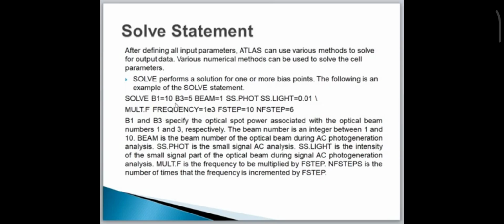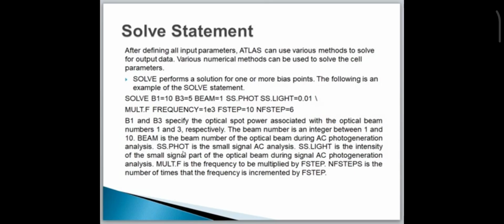We are using the two beams, 0.9 and 0.95 intensity. That is beam 1. We can use ss.photo, ss.light 0.01, multi.frequency, f.step and nf.steps. If you don't know about that, you can follow the Atlas manual. B1 and B3 specify the optical spot power associated with optical beams 1 and 3 respectively. The beam number is an integer between 1 and 10.